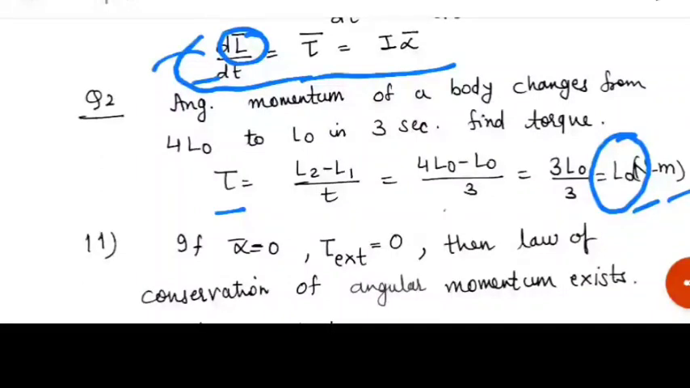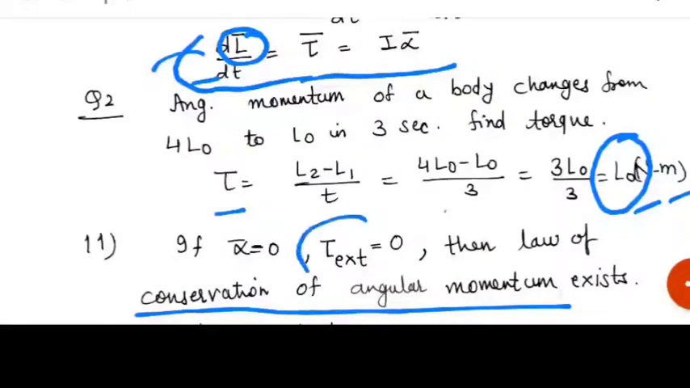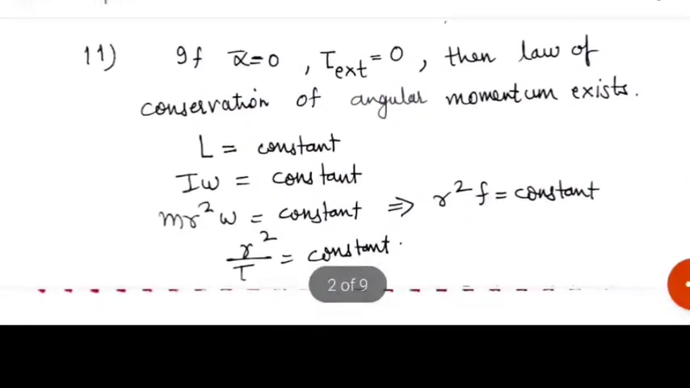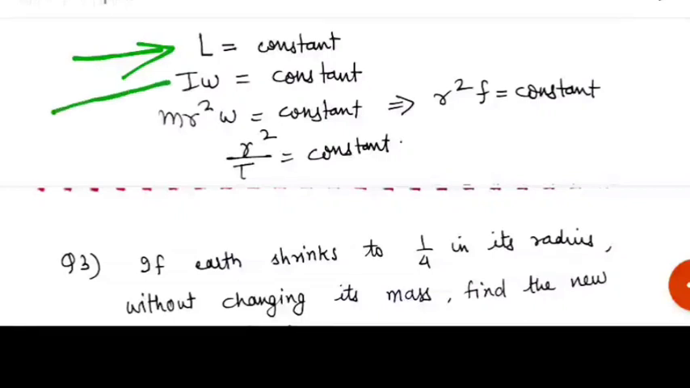Now next we are taking a very important law in physics in rotational motion, which is the conservation of angular momentum. You have to take it in a very tricky way. If alpha equals 0, meaning external torque equals 0, only then the law of conservation of angular momentum will hold, when no external torque is acting on the body. So for this we can take that L equals constant. So we take the formula of L. You have to take this topic in a very logical way.